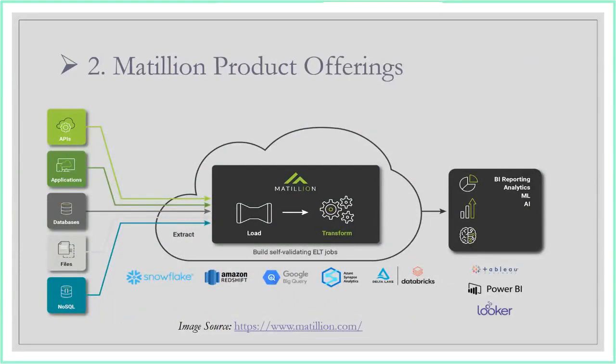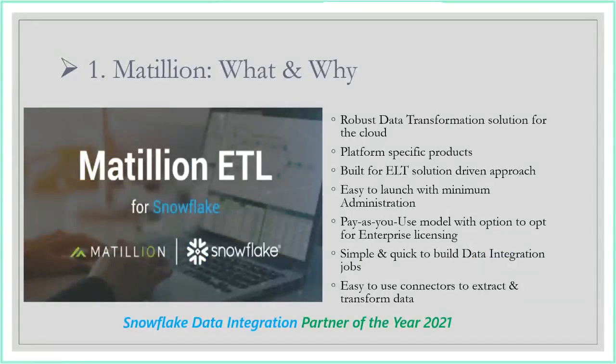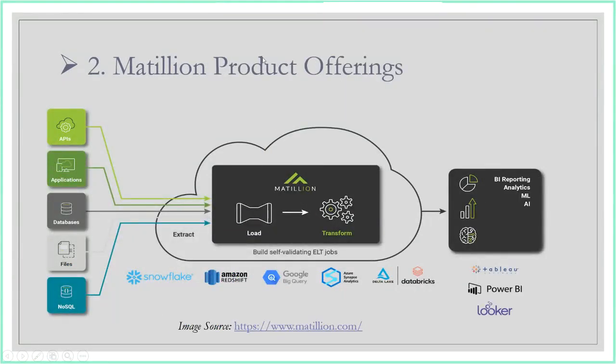As I said, Matillion has platform specific products. What I mean is, if you see this slide, we have different sources, like an API, application, databases, files, or any NoSQL database. This is at the source side, and here we have Matillion in the cloud, which will help us to load and transform the data. And then at the end we have a reporting tool or analytics tool or any AI ML use case, which will analyze the data on Snowflake, which we have loaded through Matillion.